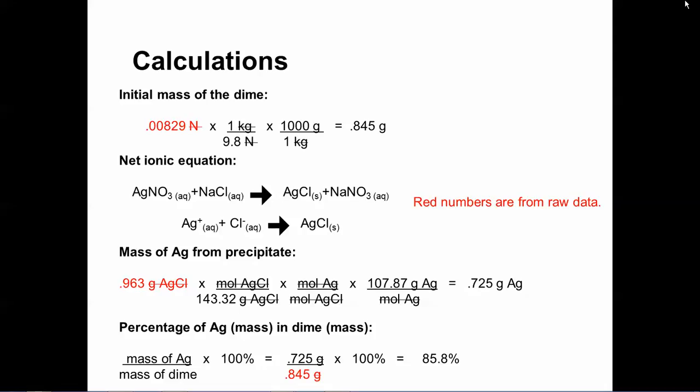To find the mass of the silver from the precipitate, we must first find the mass of the precipitate, which is AgCl, and then through stoichiometry, we can see that the mass of the silver that is produced is 0.725 grams. To find the percentage of silver in the dime, we have to do the mass of the silver divided by the mass of the dime times 100%, and we get 85.8%.